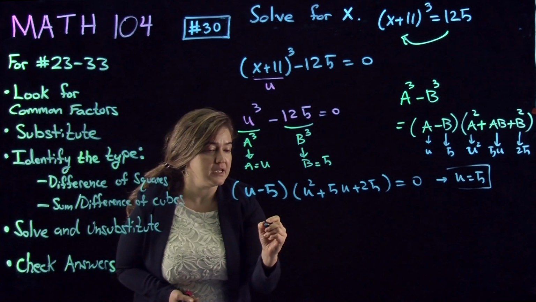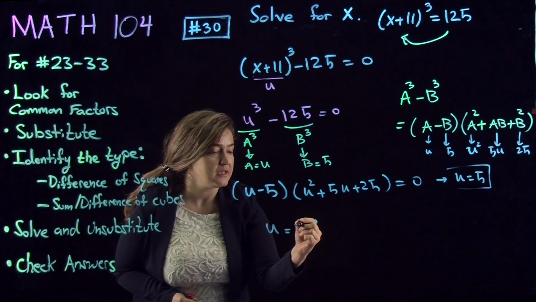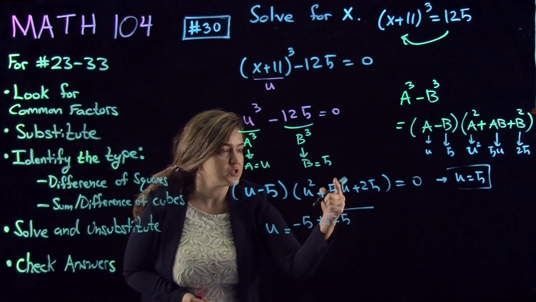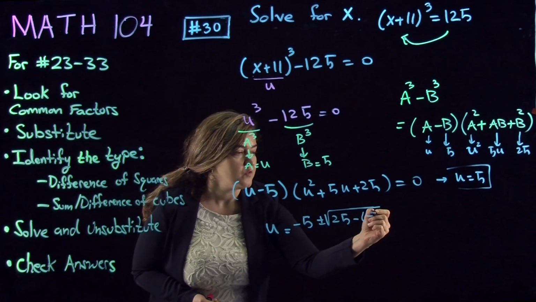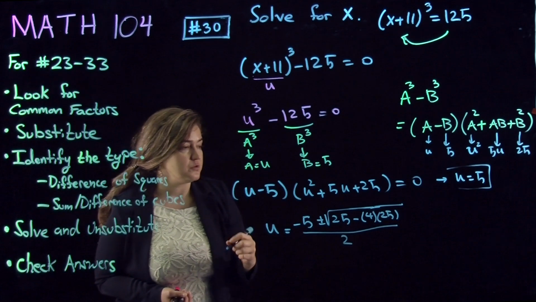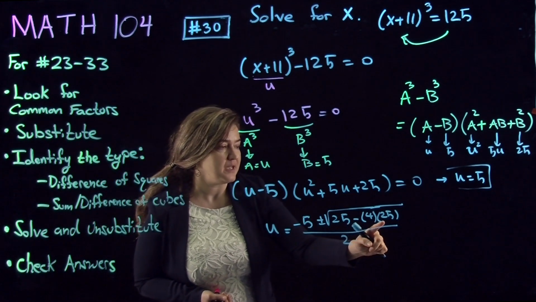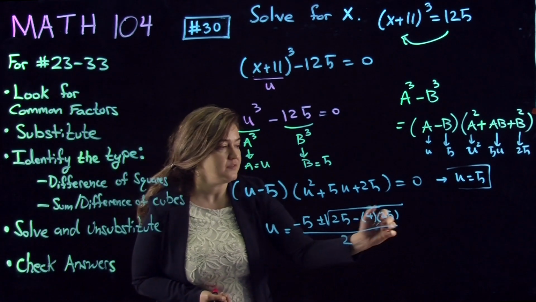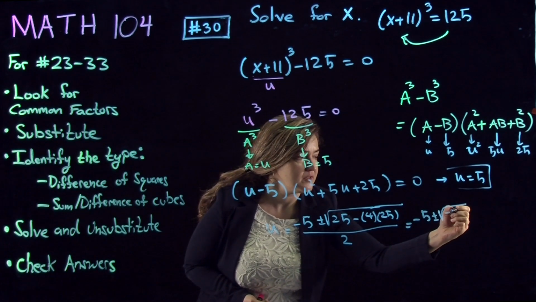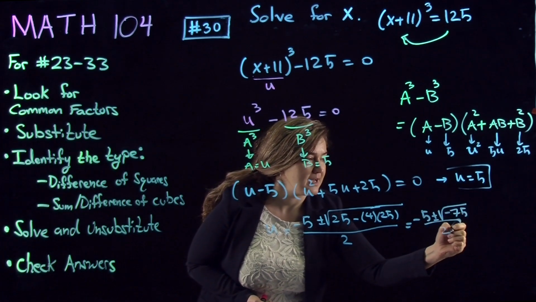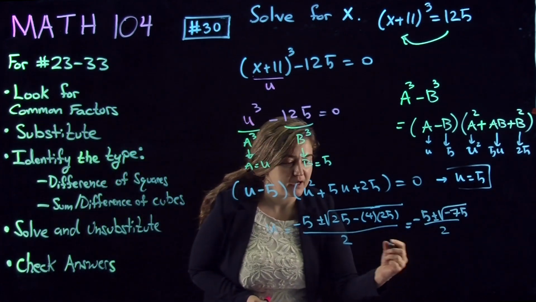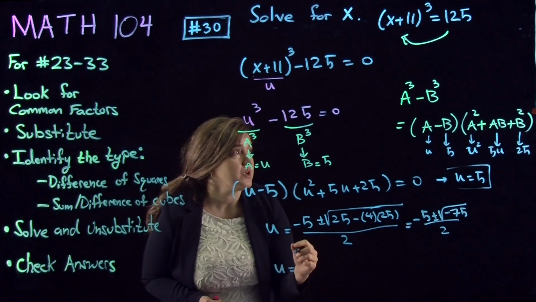The quadratic formula gives me u equal to negative 5 plus or minus the square root of 5 to the power 2, which is 25, minus 4 times 25 times 1, divided by 2. Notice that it's 25 minus 100. That's negative, so the answer is negative 5 plus or minus the square root of negative 75, divided by 2. A negative under the square root means that it's a complex number. Rewrite it.